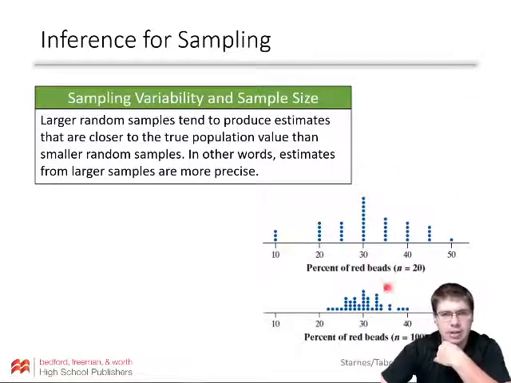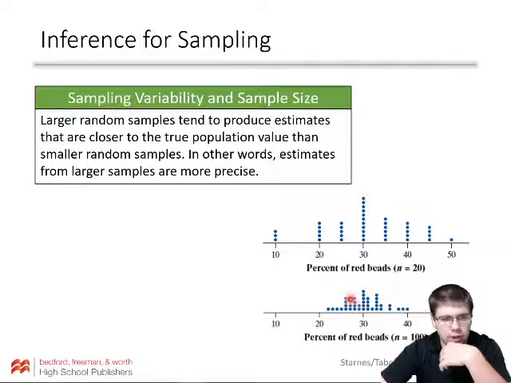What they've done here is simulate a bunch of different samples, and these were samples of size 20. In one sample of 20, we had 50% come out. In one sample, or a few samples, we had 10%. On average, it is 30%. So this method is not inaccurate. It's just imprecise. It's less precise than if we get a larger sample.